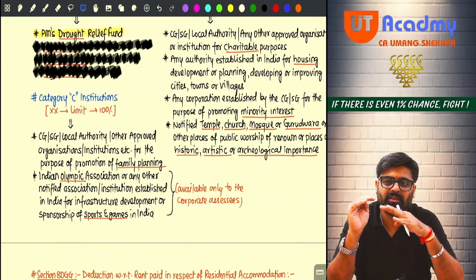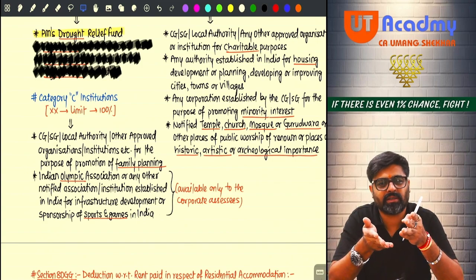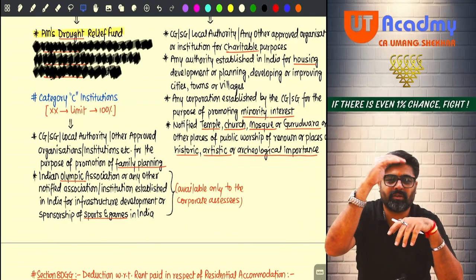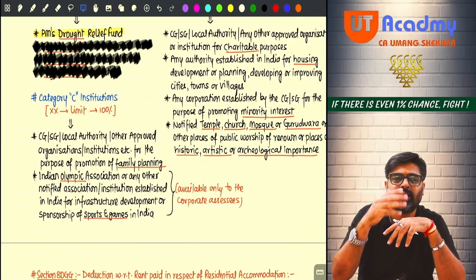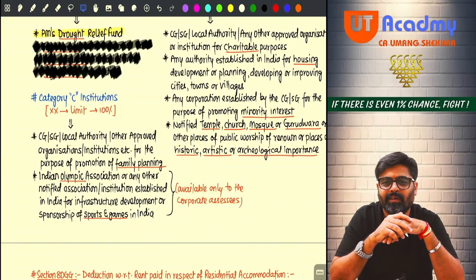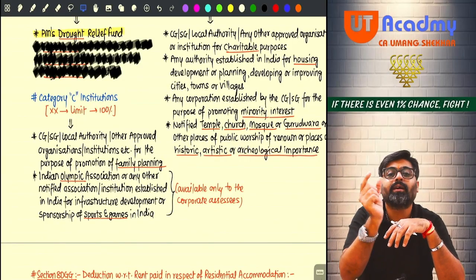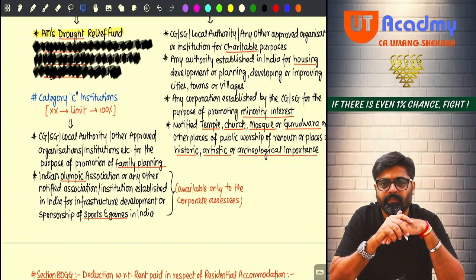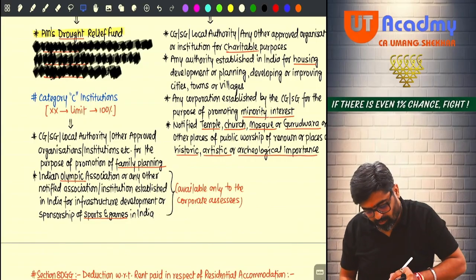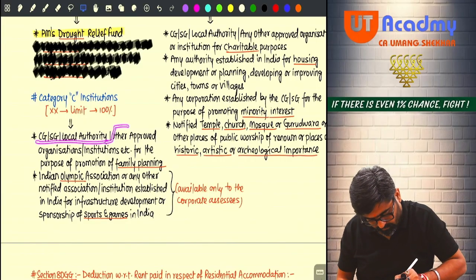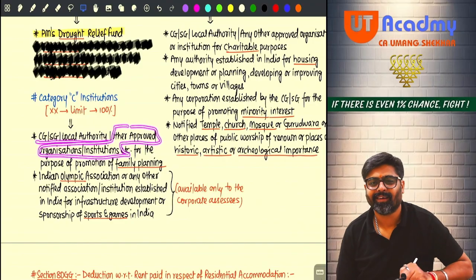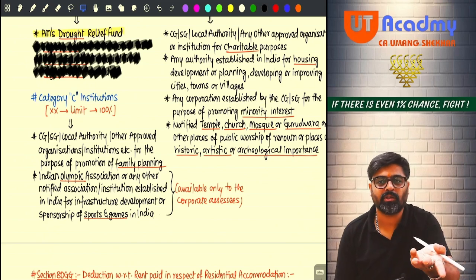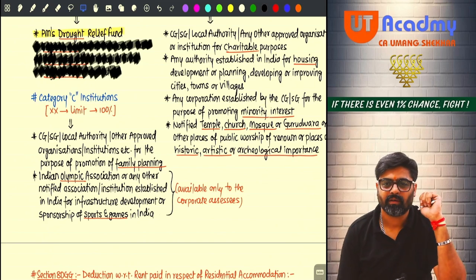See, Kaushik, what are NGOs? If NGOs are registered for charitable purpose, then it is an approved institution only, no? If NGOs are registered for promoting family planning, then it is an approved institution only, no? What is an approved institution? An approved association. That NGO only is what you are talking about. This is government. And this is what? NGO only. Central government, state government, local authority, and any other approved institution is what? NGOs only, no? Got it, sir?